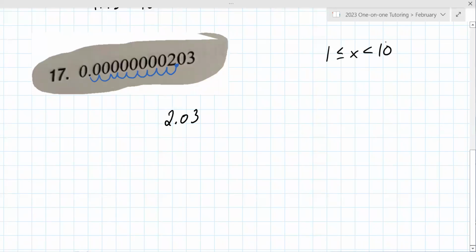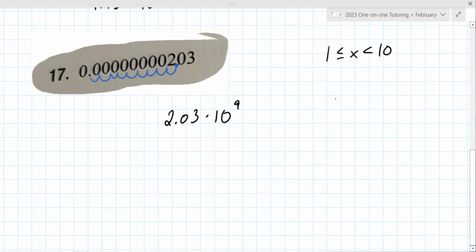Do you see that? Do you agree with that? Okay. Now, how many times do we move it? We moved it 9 times. Wow, you counted fast. But there's a difference here.